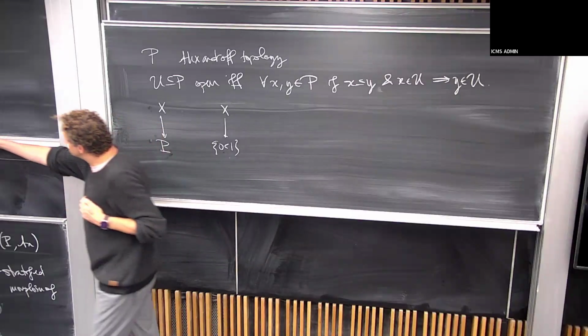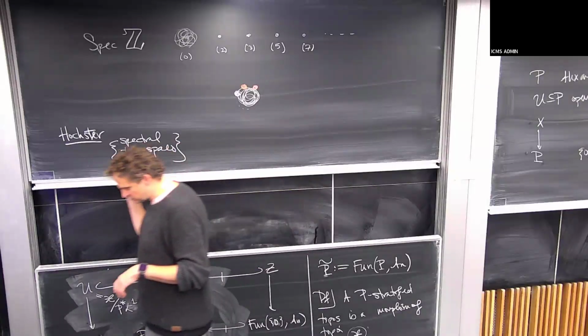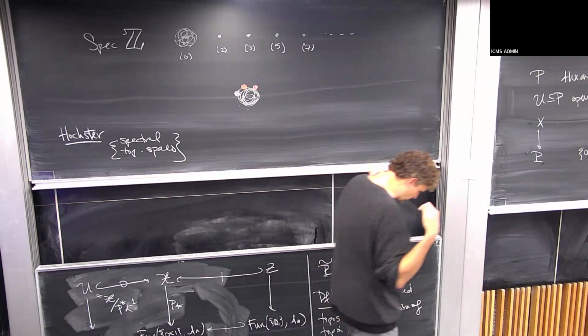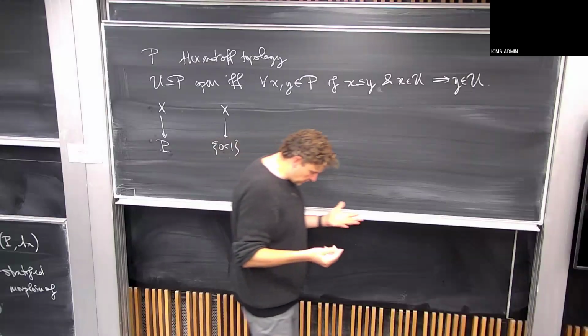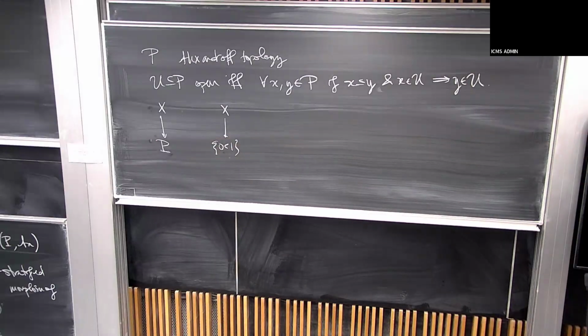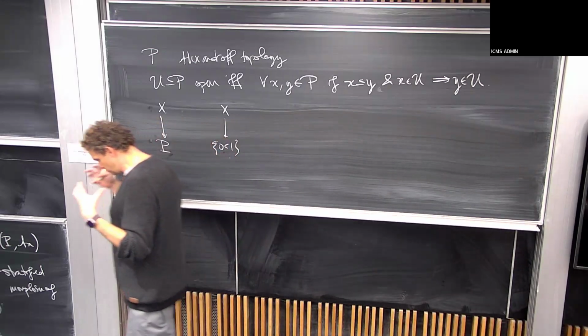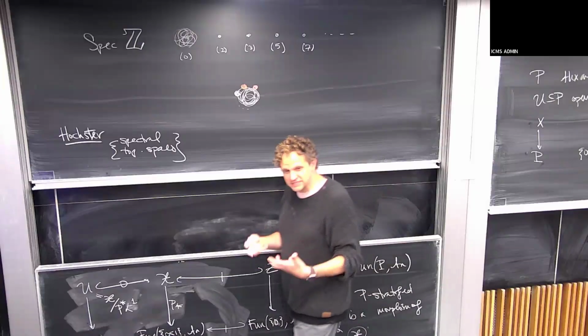So as a spectral, we can talk about spectral topological spaces. I'll just tell you in words what these are, and if you have questions, I'll answer them. So these are quasi-compact, quasi-separated, sober spaces, such that there is a base for the topology given by quasi-compact opens.